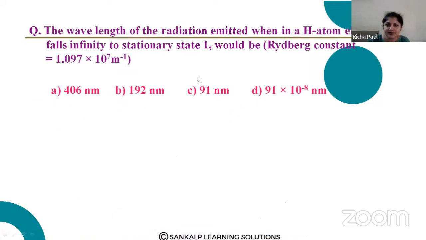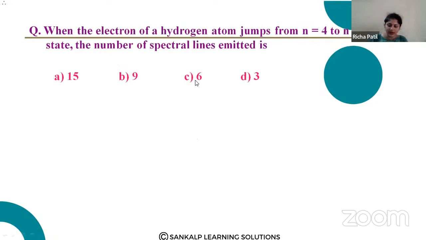So next. When the electron of a hydrogen atom jumps from n is equals to 4 to n is equals to 1 state, the number of spectral lines emitted is. We had seen how to calculate the spectral lines: N is equals to n into n minus 1 divided by 2. What is n? So n is equals to 4.